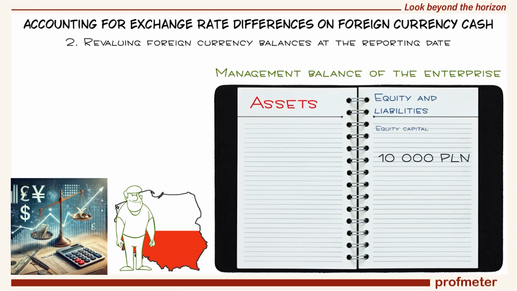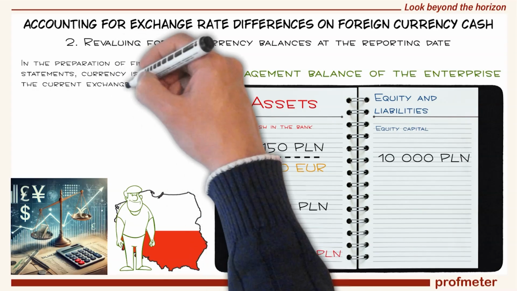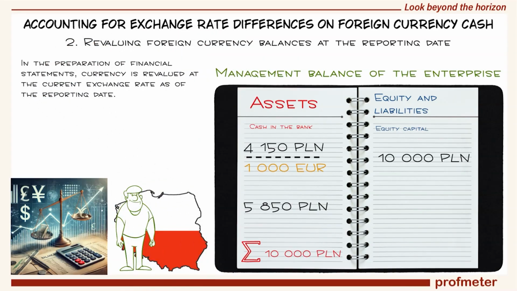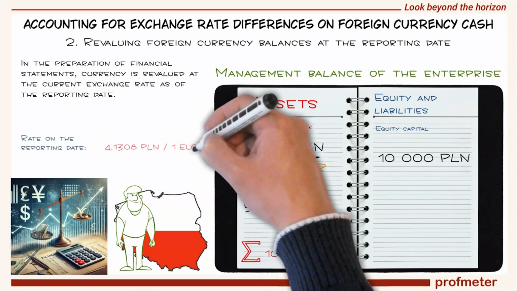Let's move on to point 2, revaluation of the currency on the reporting date. On each reporting date, usually the end of the month or quarter, it is necessary to revalue the value of the currency at the exchange rate current on the reporting date. Therefore, let's return to our example. Let's assume that we did nothing with the purchased 1,000 euros, and that on the reporting date the exchange rate was 4.1308 zlotys per 1 euro.